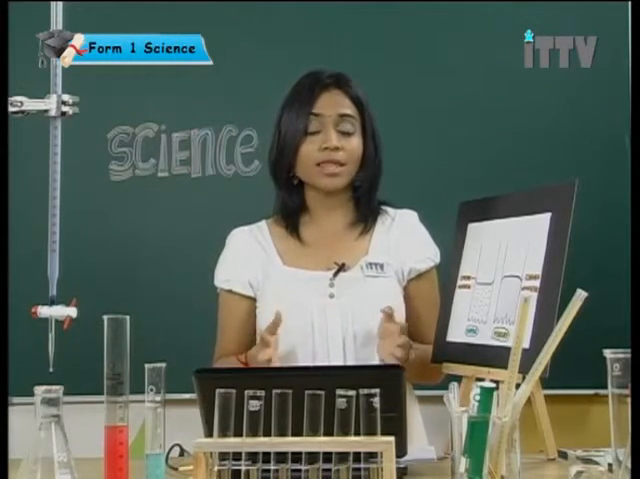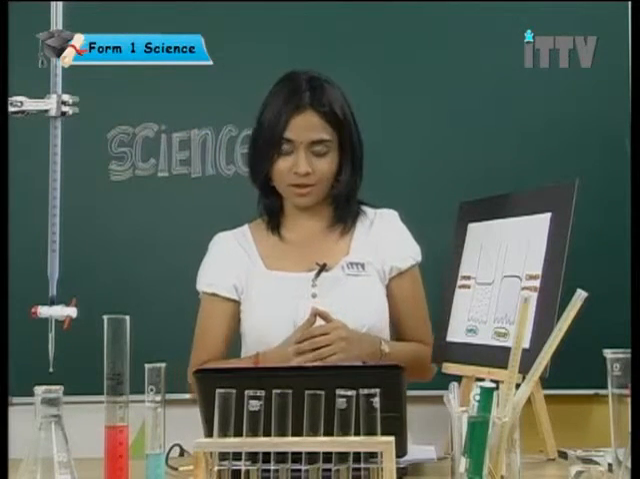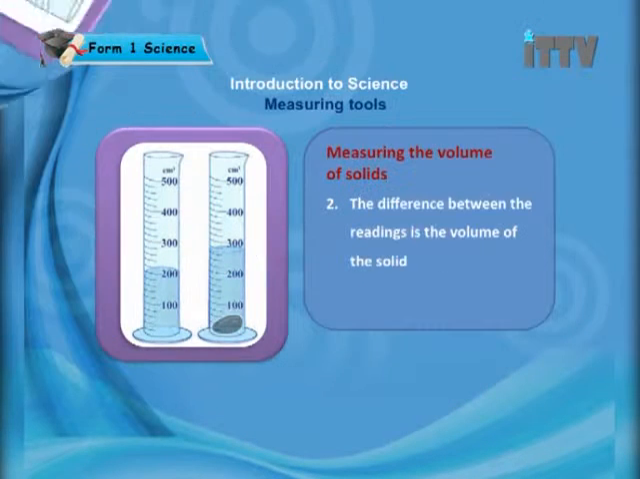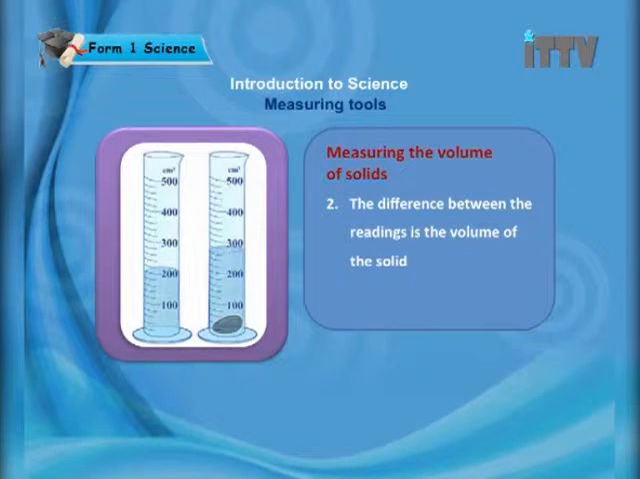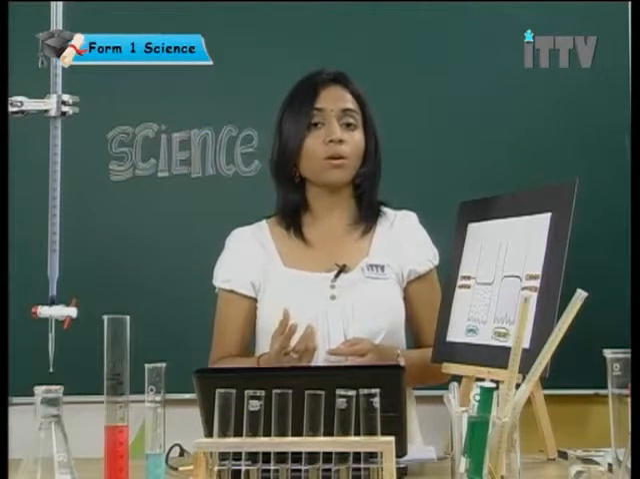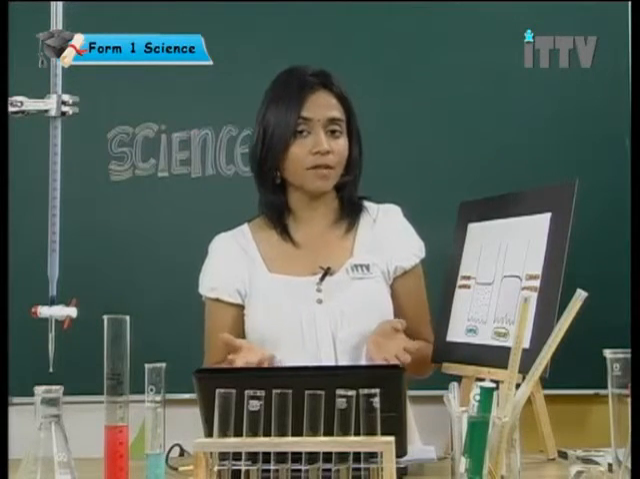Let's see the way that we measure volume of solid by using the water displacement method. Firstly, fill the measuring cylinder with water and record the initial volume, then slowly lower the solid object into the measuring cylinder and record the final volume. The difference between the readings is the volume of the solid. So what do you actually do? Slowly take the irregular solid and put it in the measuring cylinder filled with water.